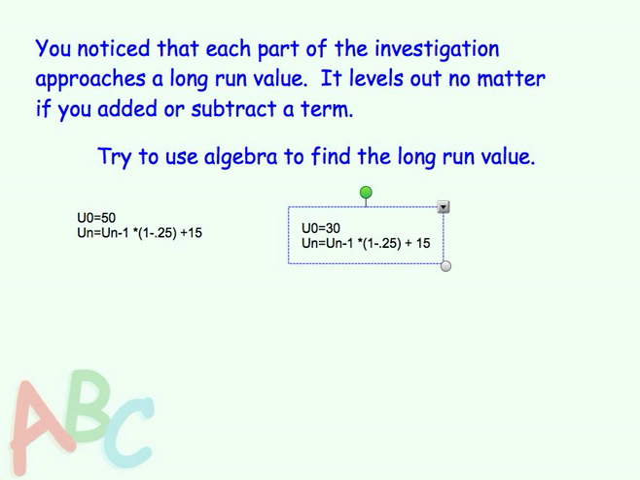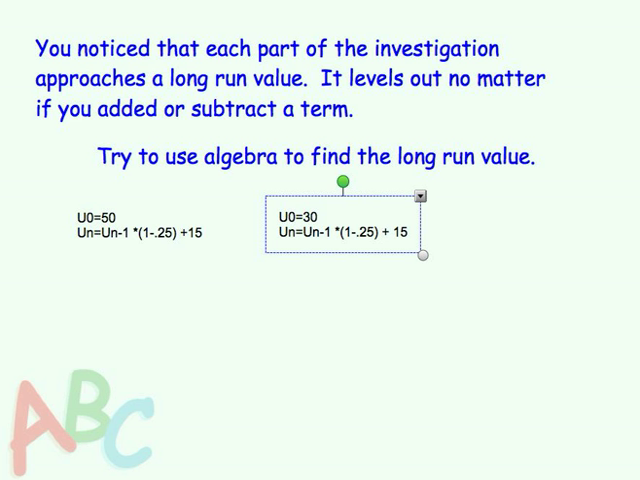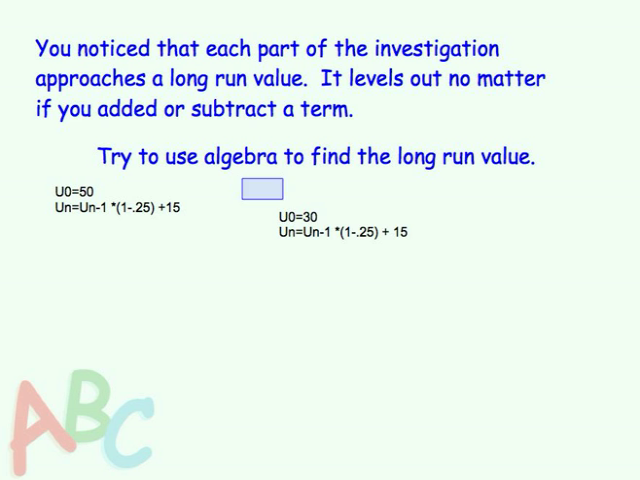Now, if you did the investigation yesterday, you'll notice that the long-run value for both of these parts stops at 60. So what we want to know is, how do we get to 60 without actually having to put the entire thing into your calculator and press enter 100 times? So we're going to use algebra to find the long-run value. Now, both of these end at 60, but they start at a different number. So here's what I can do. I can ignore what the starting value is, because it really doesn't matter what the starting value is. It will still end at 60.